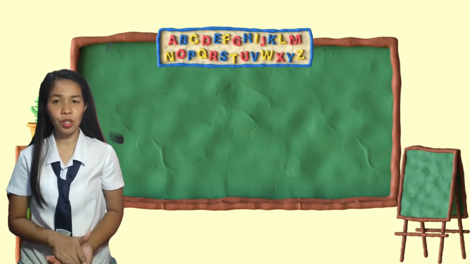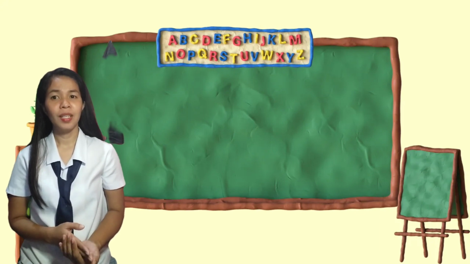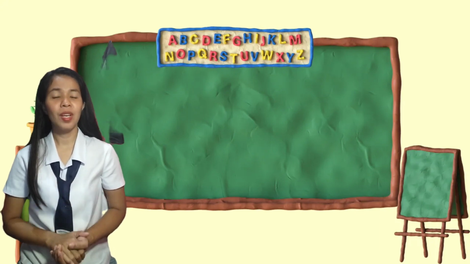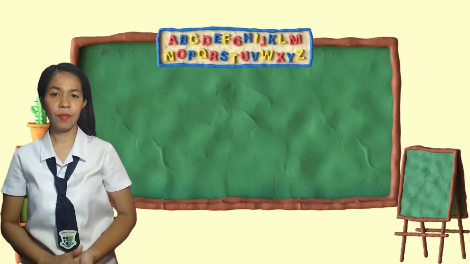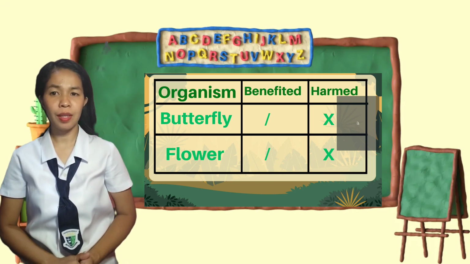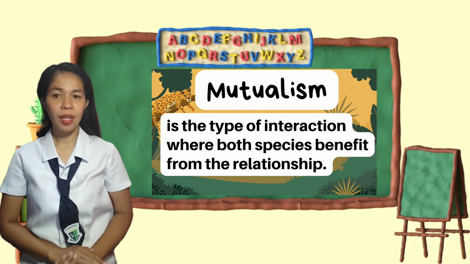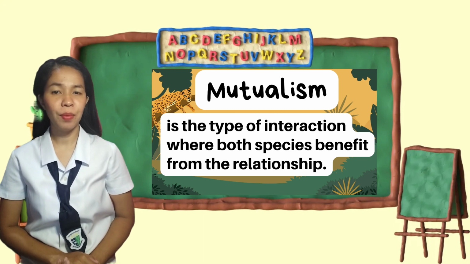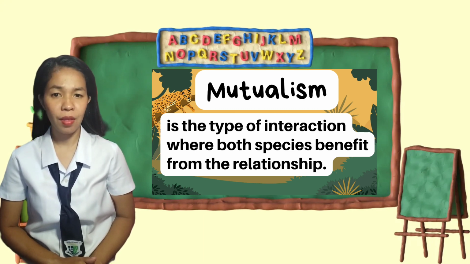Do they benefit from each other? Yes, Jamaica. You've got it right. So this interaction is called mutualism. Based from the data, how would you define mutualism? Can anyone define mutualism? Excellent, Dave. So mutualism is a type of interaction where both species benefit from the interaction.